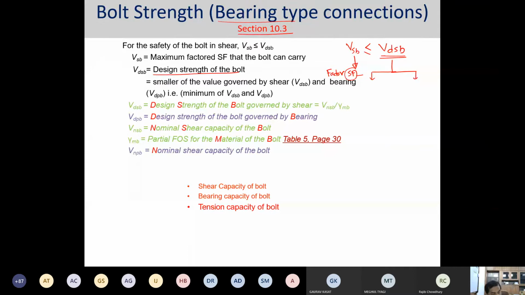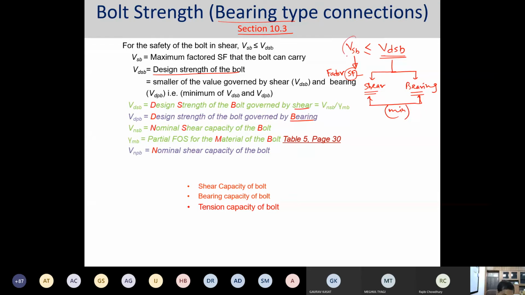In what ways do bolts fail? Bearing type bolts may fail due to shear, or they may fail due to bearing. So we have the design shear strength of the bolt and the design bearing strength of the bolt. Out of these two, whichever is the minimum, you have to consider as the design strength of the bolt.